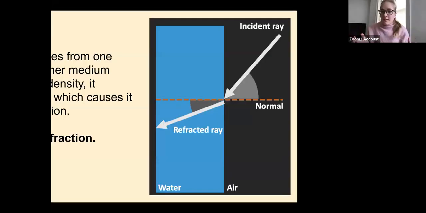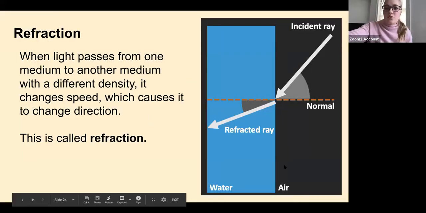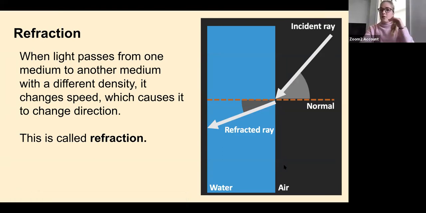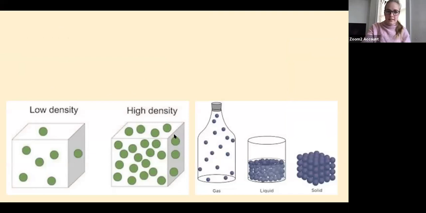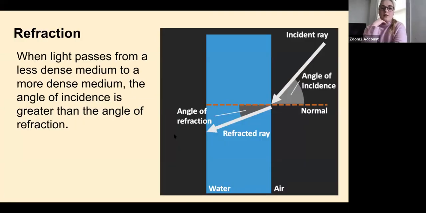I'm going to start sharing my screen again. This is effectively what's happening when light is crossing from air to water. It's slowing down, which causes it to change direction. Great. Again, when light passes from a less dense medium like air to water, the angle of incidence, again, the angle that's between the normal line and the incident ray, is greater than the angle of refraction. So it's bending towards the normal.